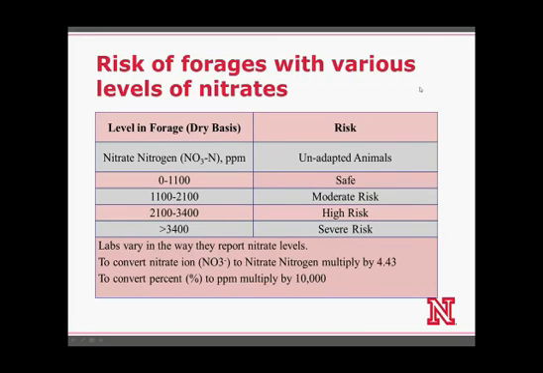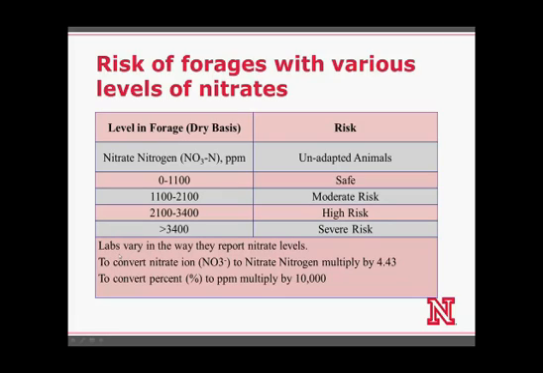Once you get your results back, you want to look at what is the risk based off of the level of nitrates. On this table we have nitrate nitrogen in parts per million and the risk for unadapted animals. Anything less than 1100 parts per million is considered safe. Anything from 1100 to 2100 has a moderate risk for nitrate toxicity. Forages from 2100 to 3400 are at high risk, and anything greater than 3400 is at severe risk.